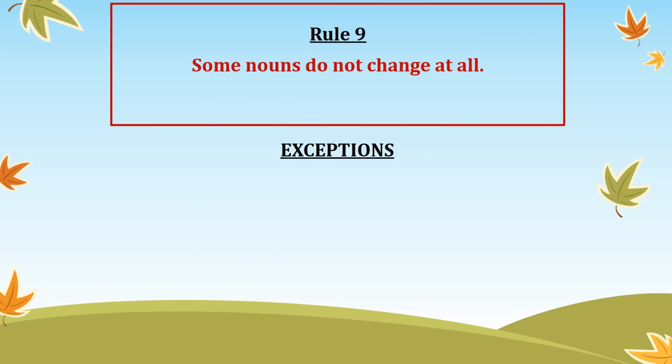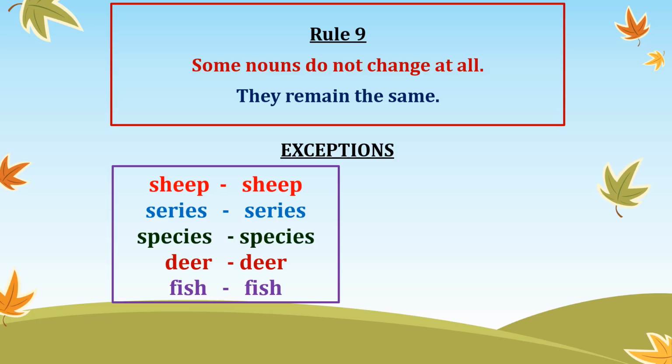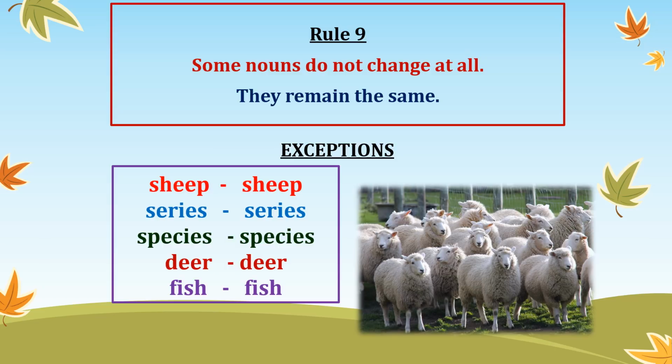Rule number 9 says there are some nouns that do not change at all. They are very rigid. They say we will not follow any rule and we are going to be the same for singular and the same for plural. We will not change. Let us see who they are. They remain the same. The first one here is sheep. One sheep is also called sheep and more than one, they still remain the same. So the plural of sheep is sheep only.